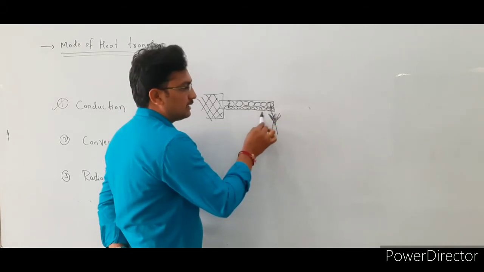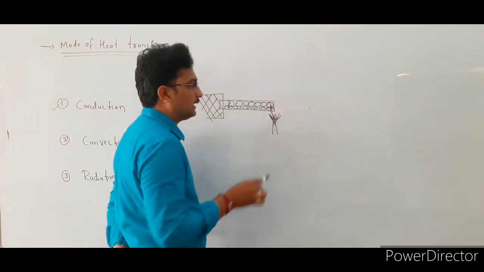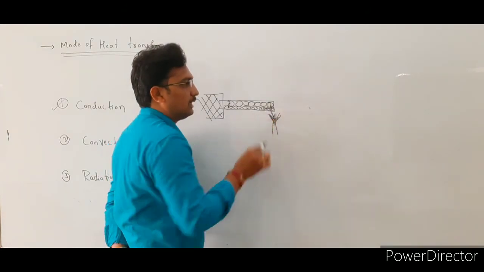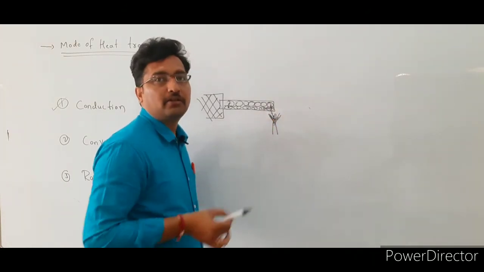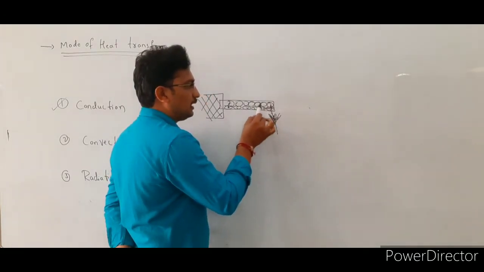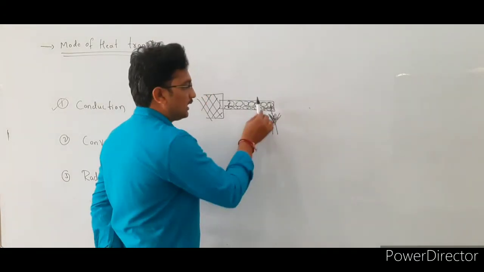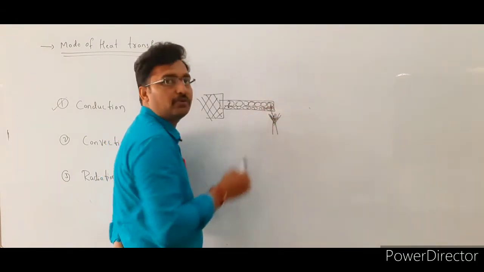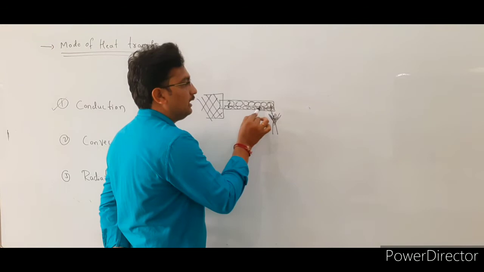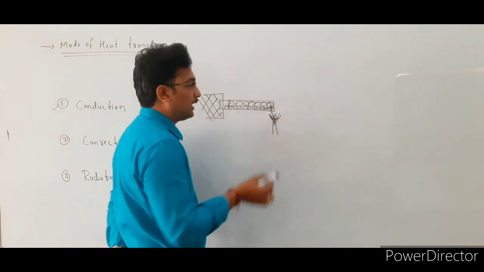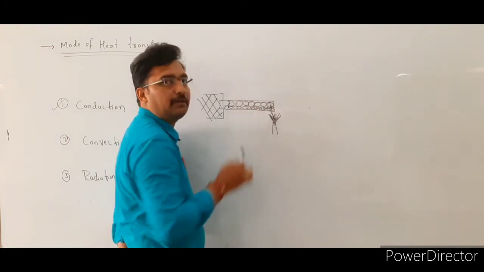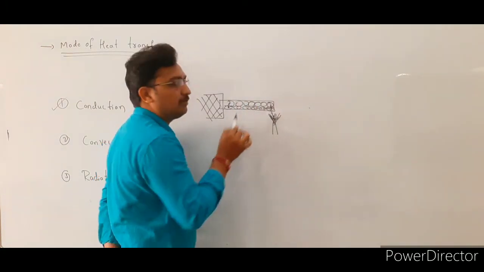In that case, the energy is transferred from the first molecule to the second molecule, and this second molecule also absorbs sufficient energy. It also starts vibrating about its mean position. In that case, this second molecule transfers the heat energy to the third molecule, and the third molecule also gets sufficient energy. Again it starts vibrating about its equilibrium position and disturbs the neighboring molecule.